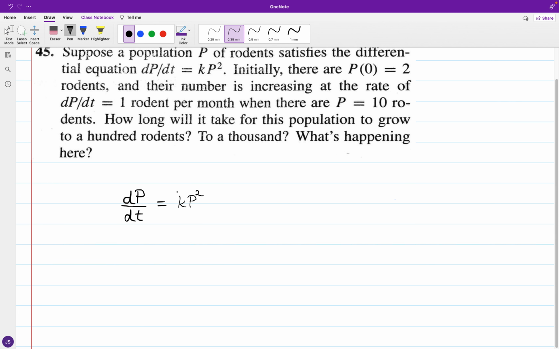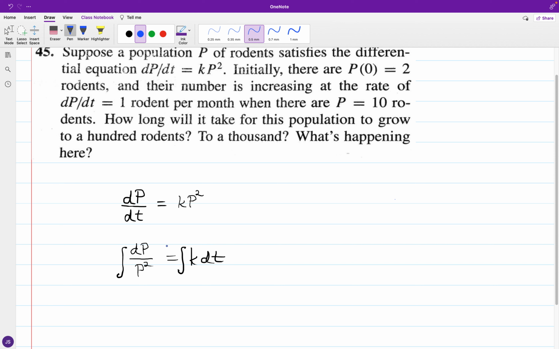Now in the differential equation, the change in population with respect to the change in time is equal to the product of the proportional constant k and the square of the population P. Here we can separate the variables. We simultaneously divide by P squared and multiply by dt. So you have dP over P squared is equal to k dt. And upon separating, we can integrate.